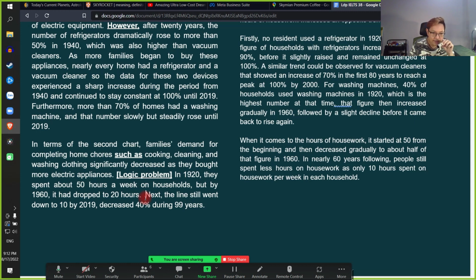The line still went down to 10. The line still went down to 10. This sounds very informal. This part sounds less formal than the earlier sections. Drop to 20 hours.